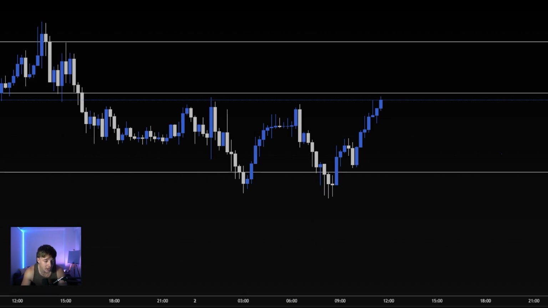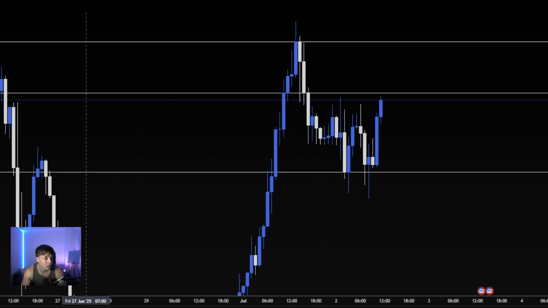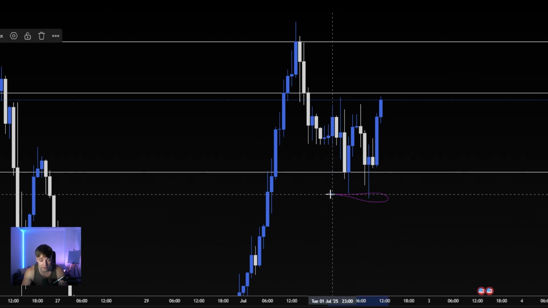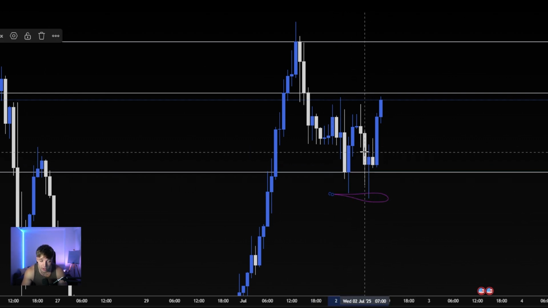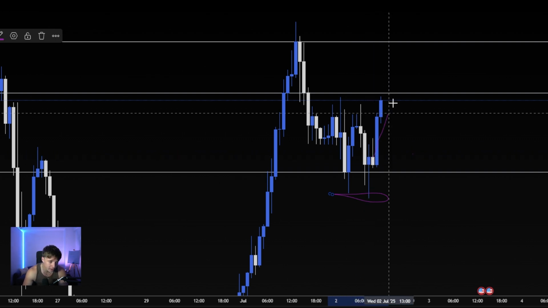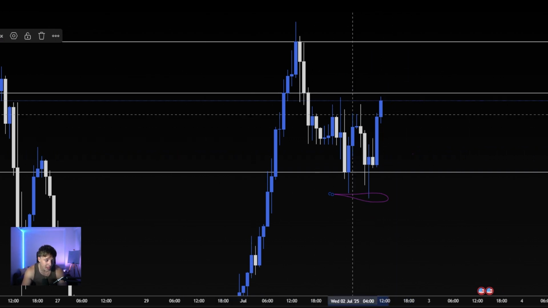So a patient trader would have waited for that 8 o'clock open, waited for that sweep of those lows right here, and essentially waited then for that next 1 hour closure to happen. And once that happened, that is a very strong indicator, again, that we are looking to push up. So that is my second entry model.